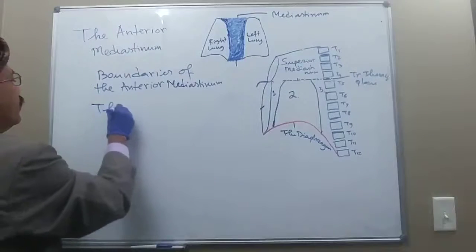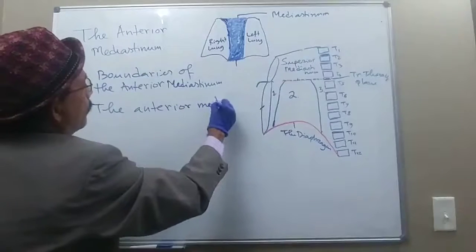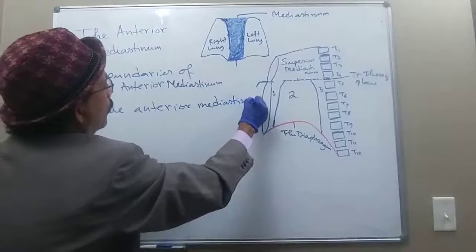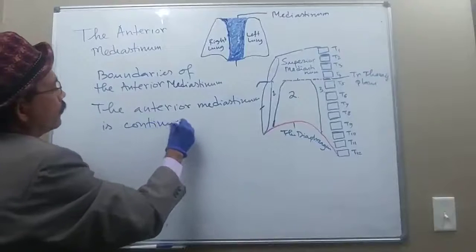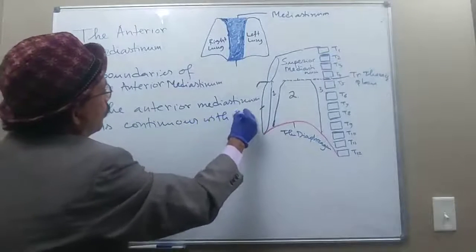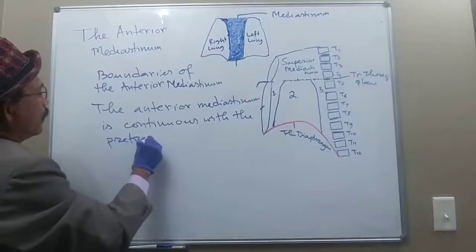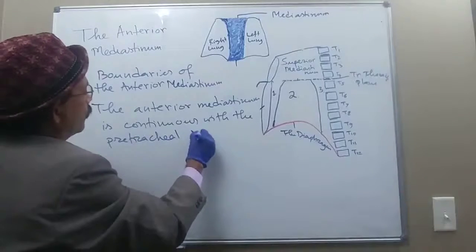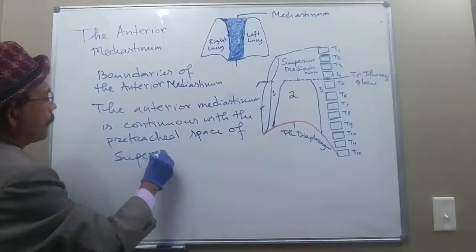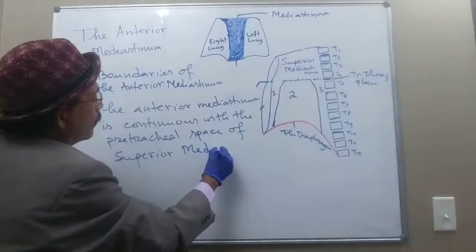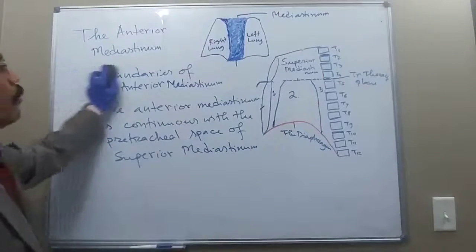You may write here: the anterior mediastinum is continuous with the pretracheal space of the superior mediastinum. Okay, we got the boundary. Now we'll go to the contents.